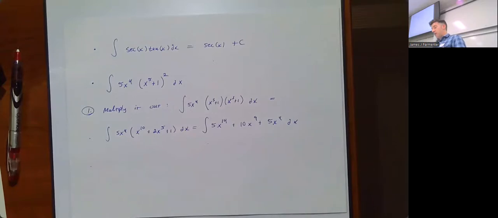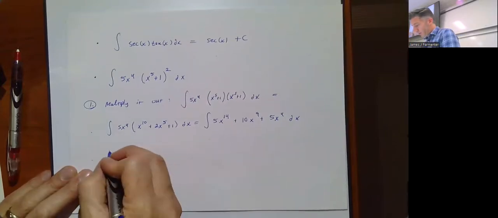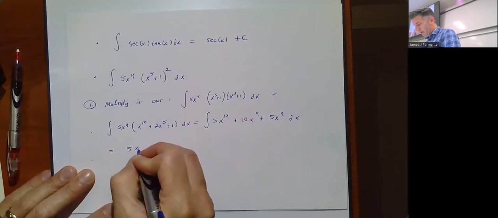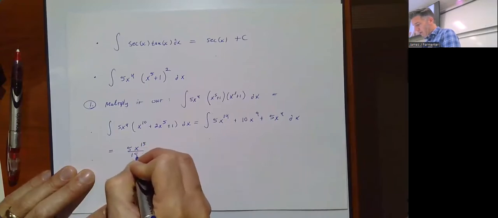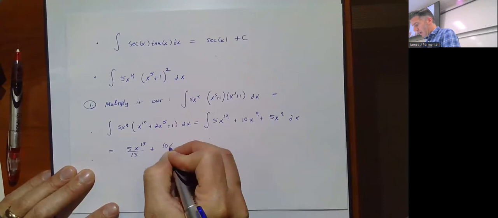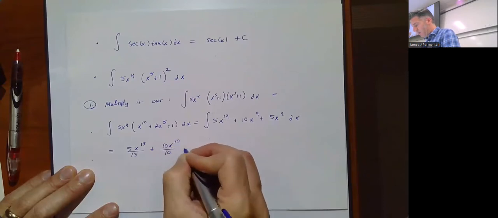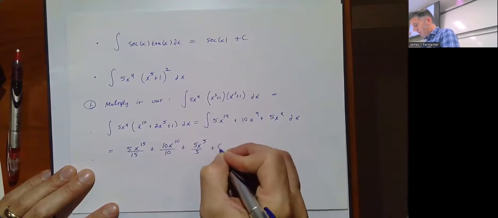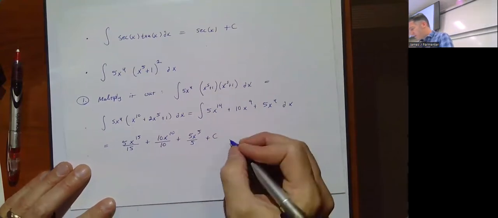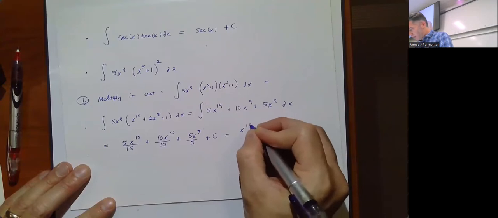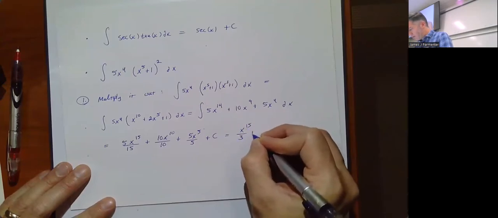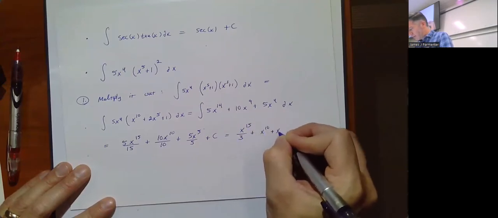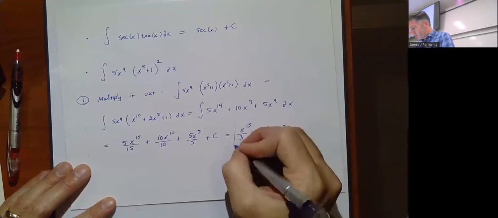And now let's actually anti-differentiate it. We're going to get 5x to the 15th over 15 plus 10x to the 10th over 10 plus 5x to the 5th over 5 plus c. And we definitely should simplify these fractions. This reduces to x to the 15th over 3 plus x to the 10th plus x to the 5th plus a constant. Cool.